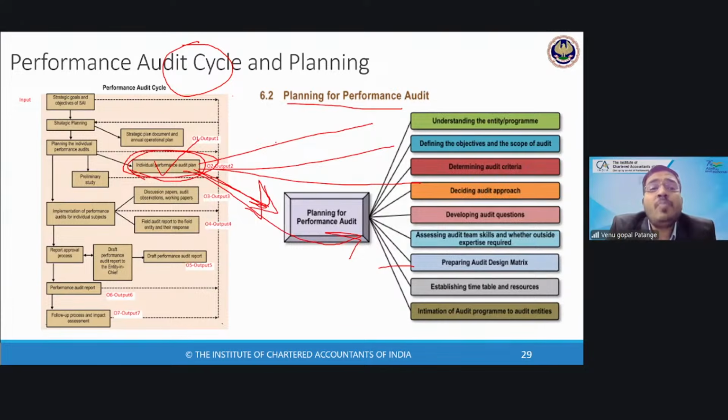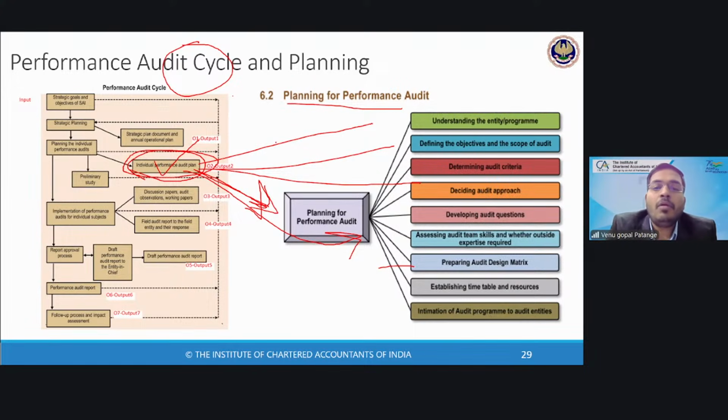Without criteria, how do you measure? Let us say I want to measure students' performance. I should have criteria, right? I want to measure machine performance. I need to have criteria. Without criteria, how do you say it is economical, efficient, and effective? Without criteria, without a yardstick, you cannot measure the performance. So audit criteria, which we have discussed in the elements, is very important in the case of performance audit. That is the reason these questions were repeated in mock test papers and revision test papers again and again.